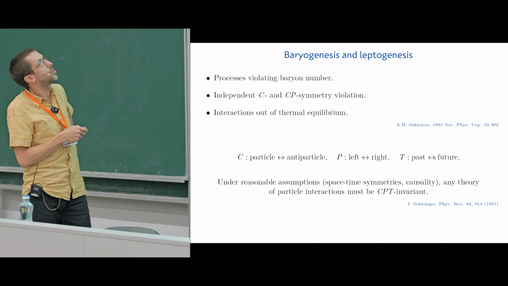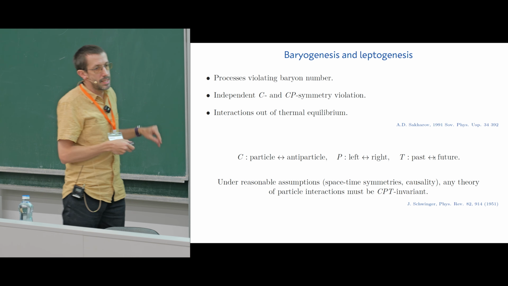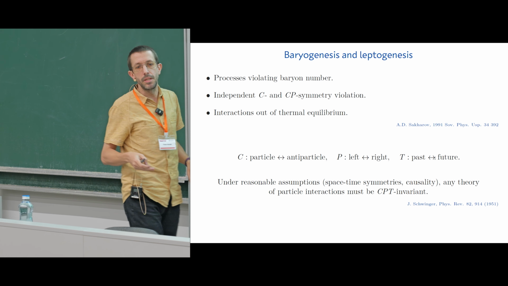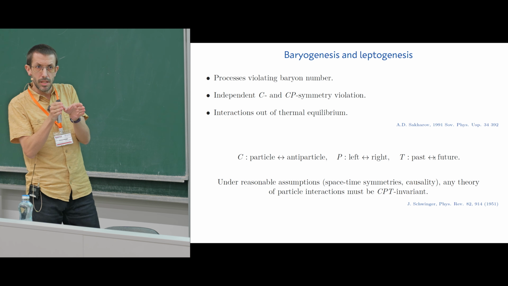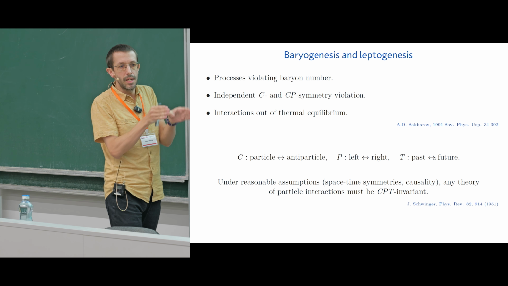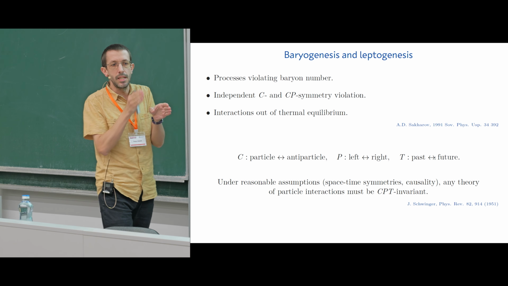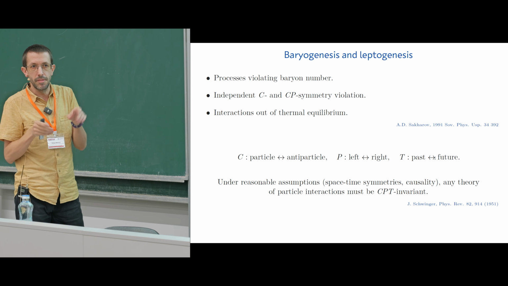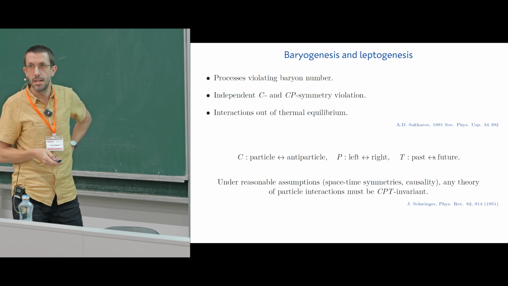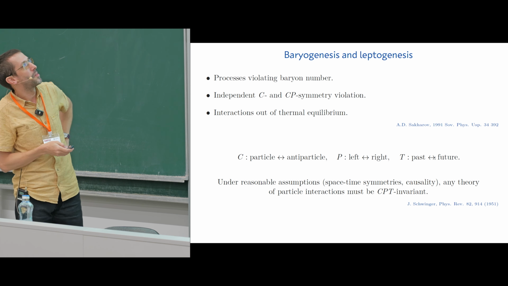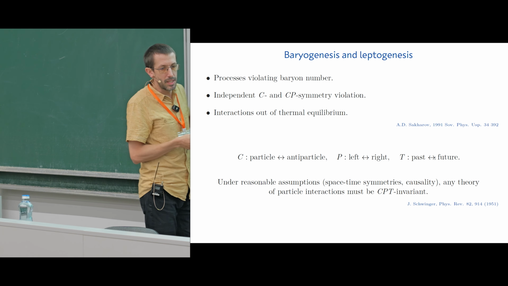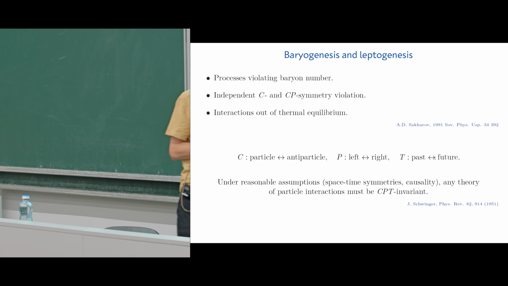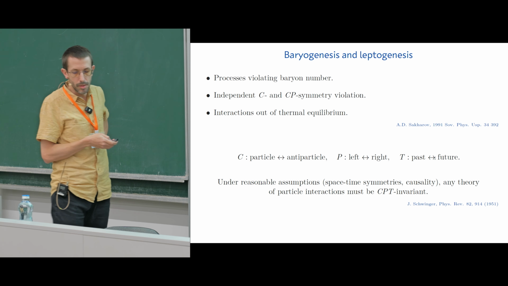And then we need interactions out of thermal equilibrium, which means that, imagine 2 bodies that are in contact with each other. They are sufficiently isolated to maintain different temperatures. That is an example of what it means to be out of thermal equilibrium. And it is also easily fulfilled by assuming the interactions with the standard model sector are weak enough.